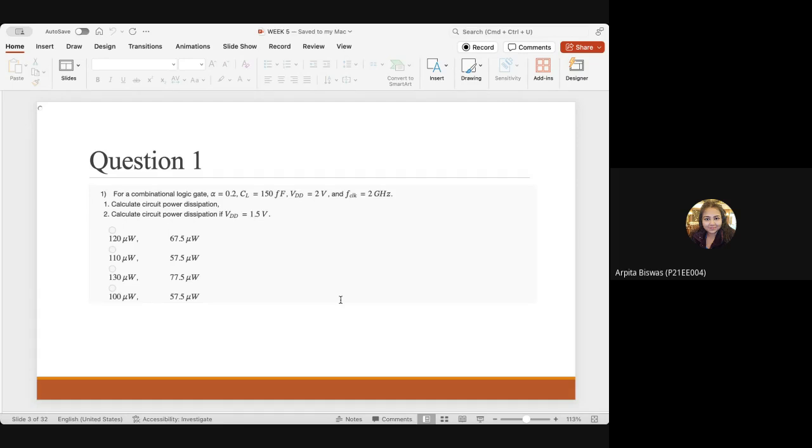Question number 1. For a combinational logic gate, alpha equal to 0.2, CL is the load capacitance 150 femtofarad, VDD is 2 volt, and there is a f clock equal to 2 gigahertz. Calculate the circuit power dissipation, and second, calculate the circuit power dissipation if VDD equal to 1.5 volt. So at first try to solve this question.